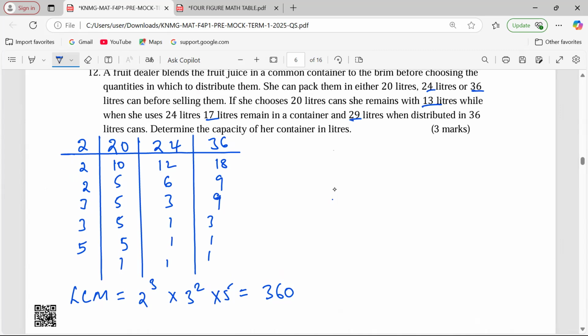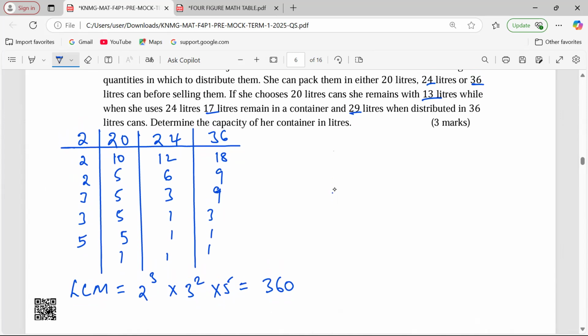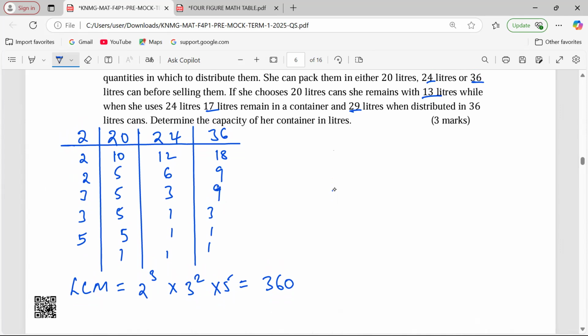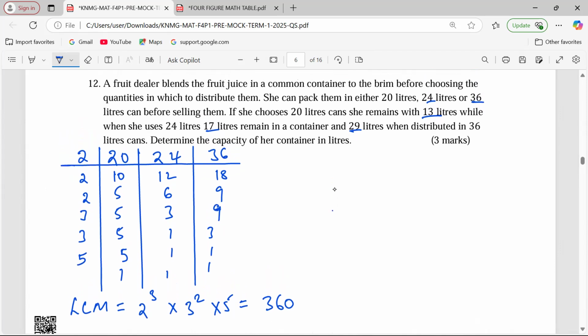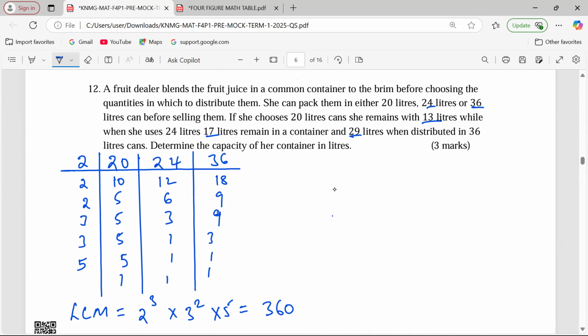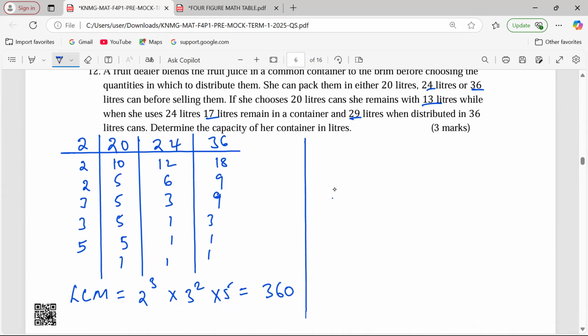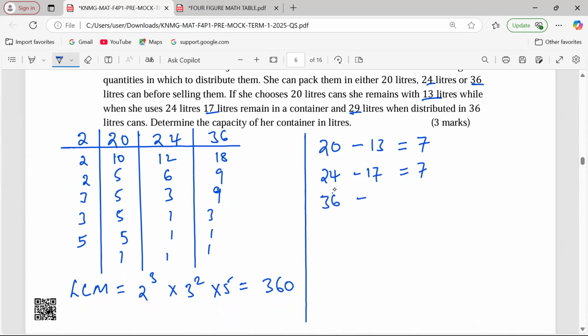So something common is that you discover that whatever the can that we pick to pack these juices, there will be something common remaining. When we use 20, we will remain with 13, which means there remains 7 to completely fill. When we use 24, there remains 17. That means there is 7 liters remaining to completely fill a complete can. When we use 36, there is 29 that remains, which means there is a 7 remaining to completely fill it. So there is a uniform 7 here.